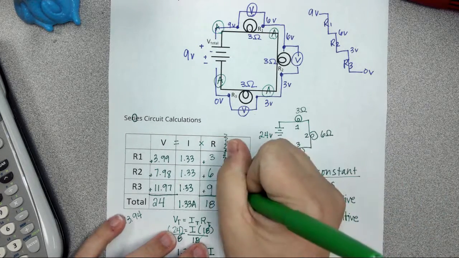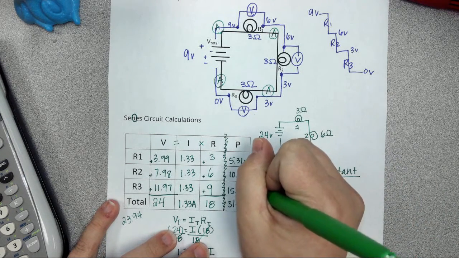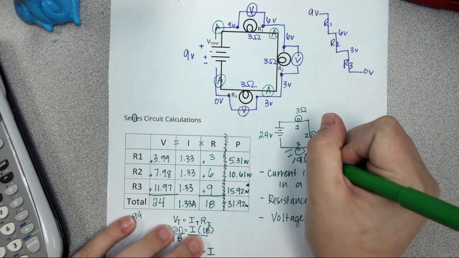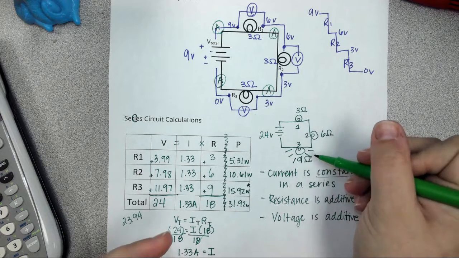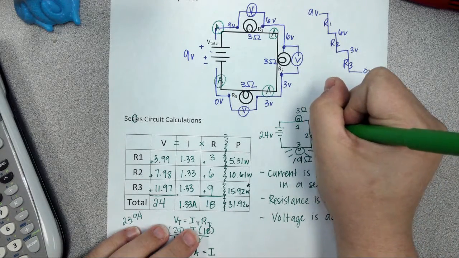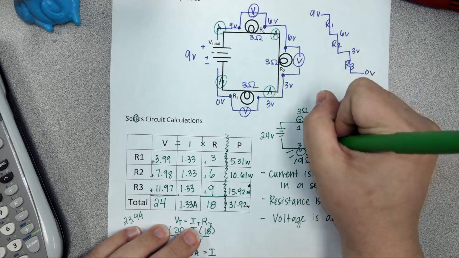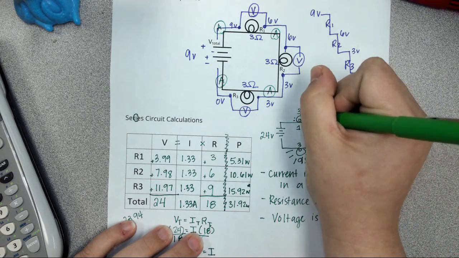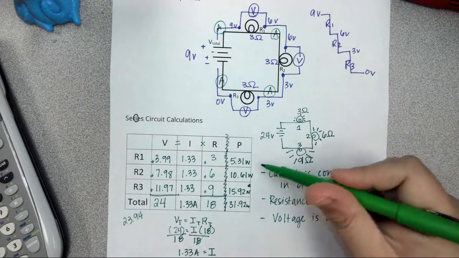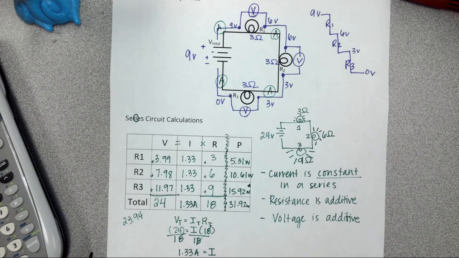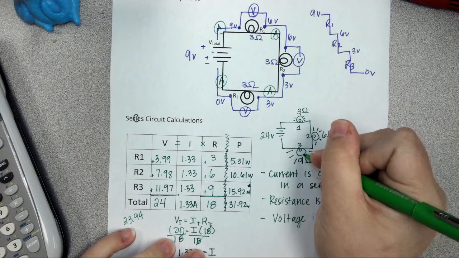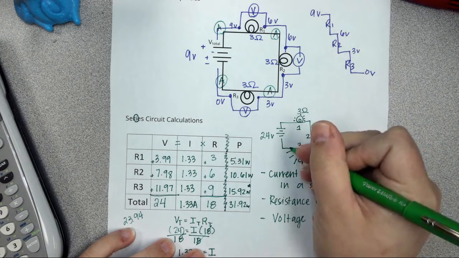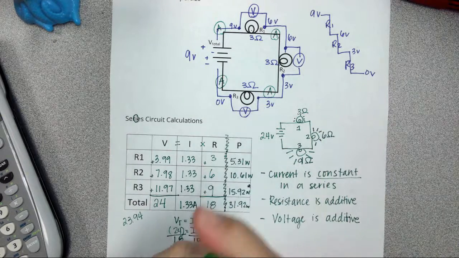So this bulb, R3, is the brightest. It has the biggest power, which means we would expect it to be the brightest. R2 has the middle, and then R1 has the least. So we would expect that to be the most dim. And that has to do with R3 having a higher resistance, so it had to lose more energy to get through.